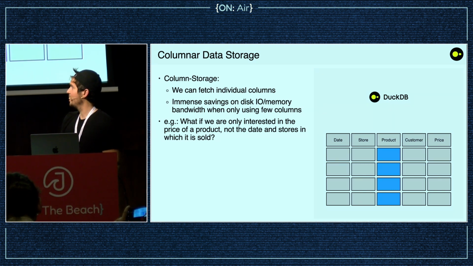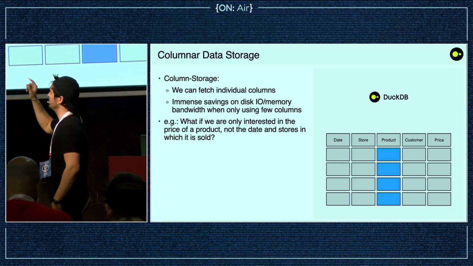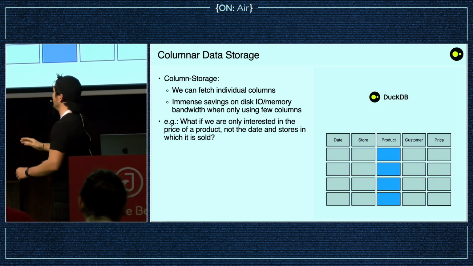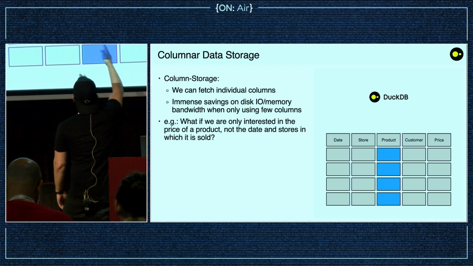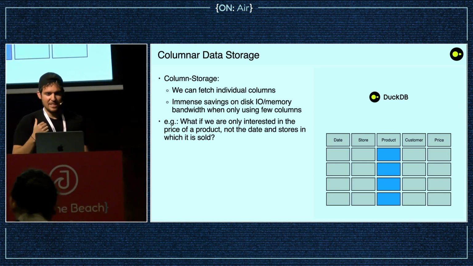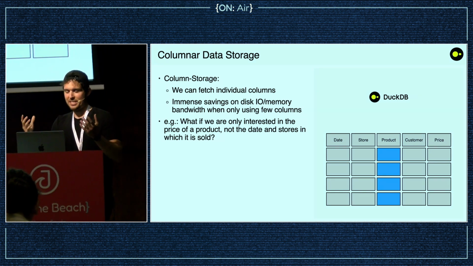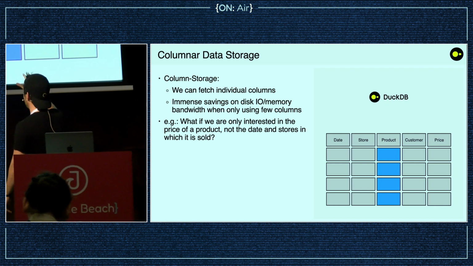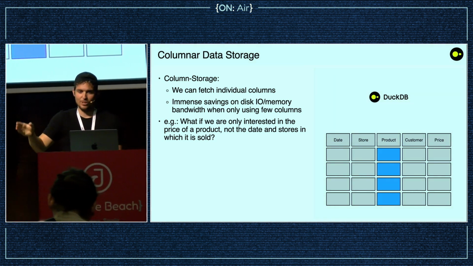On a column store, that's already different, because we can actually fetch columns individually. The reason is that the data in memory or on disk is not stored like this anymore, but is actually stored per column. This causes immense savings in disk I/O and memory bandwidth when you're just accessing a few columns. So again, if you have the same query as before, where you just want one column, you suddenly don't read your total table anymore, but just that one column.